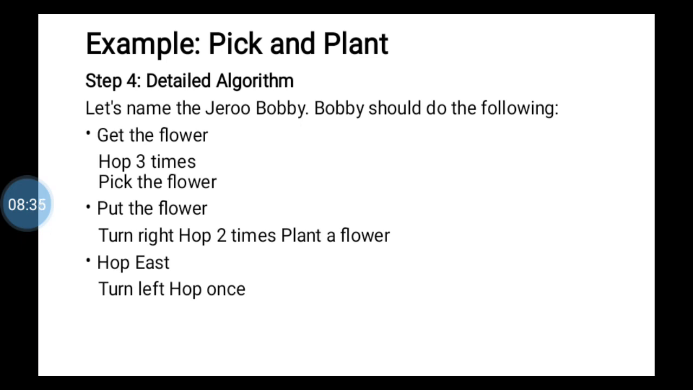Then to put the flower, Jeru must turn right and up 2 times, then plant the flower. As a matter of fact, we can even break that down instead of having it on a single line. We can have turn right as one point, up 2 times as another point, then plant flower as another point, instead of having it just as a single statement like I have it here.